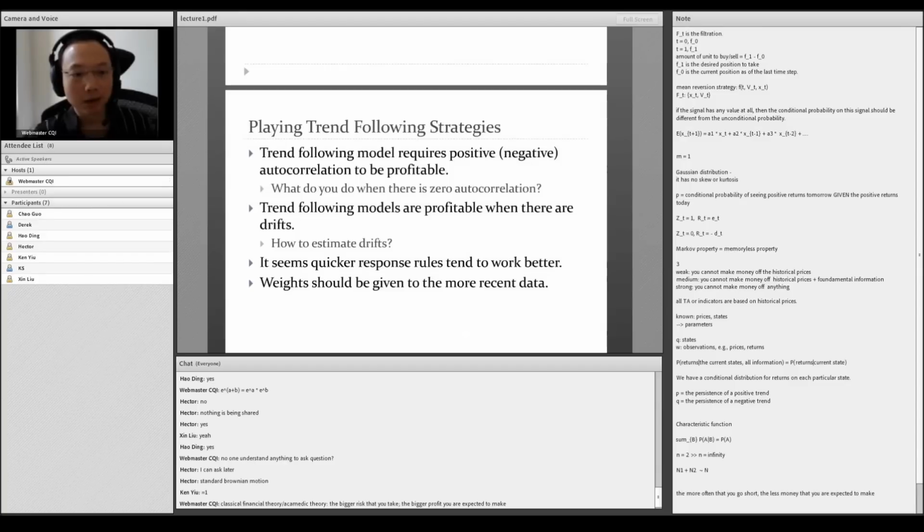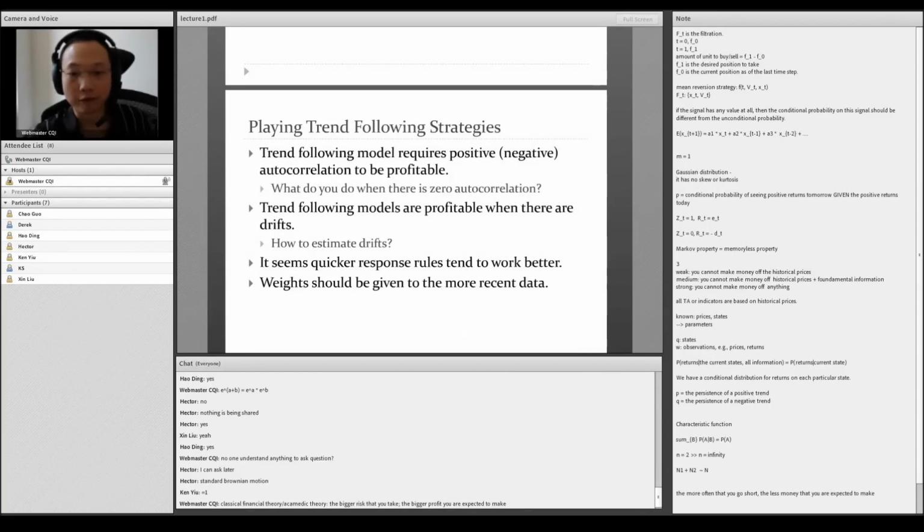Okay, and of course, if we can estimate the drift, meaning that if we know the future returns, then we can make a lot of money. But estimating future drift is very, very difficult. There's a reason for that, but we don't have time to get into the mathematical detail for this. And it seems like when n is small, the technical indicators work better.